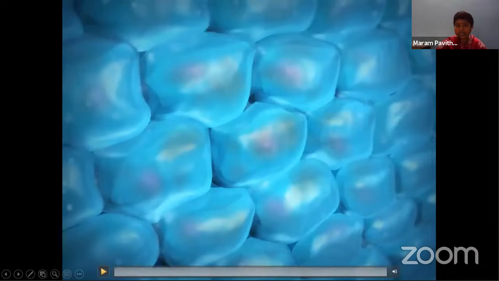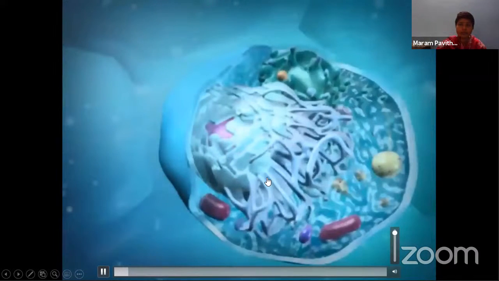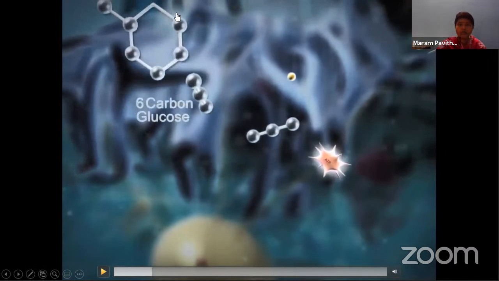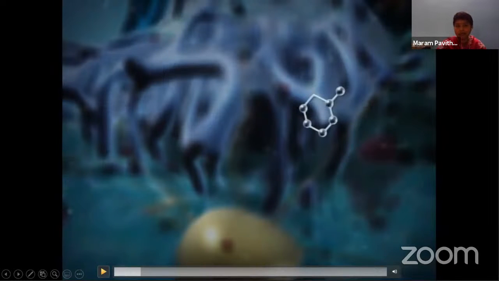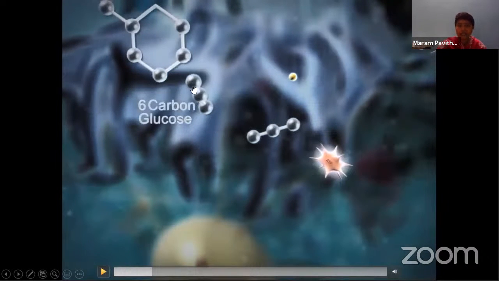These are the cells. Inside the cell, here this is the glucose molecule. What happened to the glucose molecule? Glycolysis occurs, I told you. Glycolysis means the glucose molecule will break down. Let us see. Yes. Here two molecules are produced. These two molecules are called pyruvate.